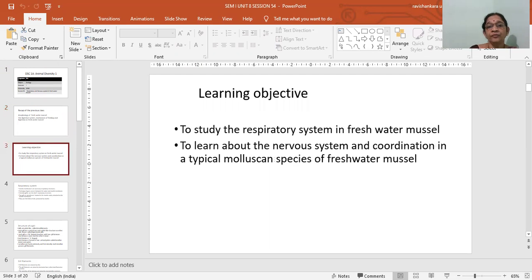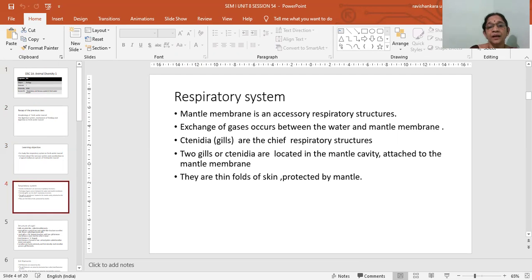In this session, the learning objectives are to study the respiratory system in freshwater mussel and to know about the nervous system in freshwater mussel. Coming to the respiratory system, our respiratory organs are gills or ctenidia. There are two ctenidia on either side of the visceral mass, attached to the mantle cavity.